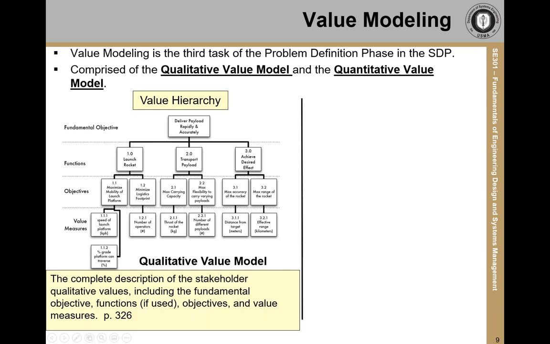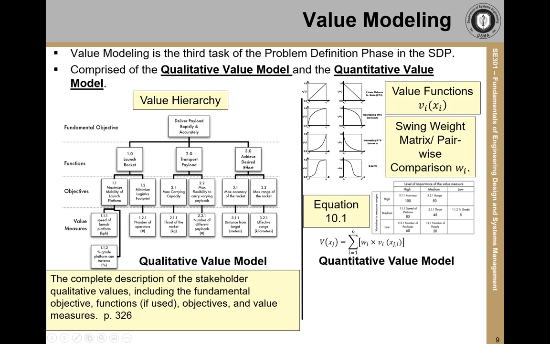So as you can see here, this value hierarchy provides a complete description of the stakeholder values all the way down from the fundamental objective up top, delivering the payload rapidly and accurately, down to our specific value measures, such as how many operators we need, how much thrust the rocket is producing, etc. So we start at a high level, and then we continue to get more and more detailed until we are able to map to specific metrics that are measurable and that we will apply when we're looking at the different alternatives we consider.